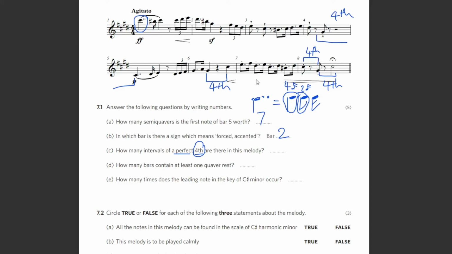Now, how many intervals of a perfect fourth are there? So G to C sharp. G sharp major will have C sharp, right? So you can look at it as G sharp to C sharp.